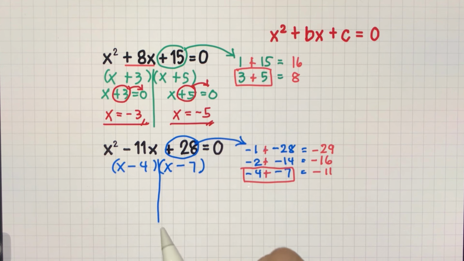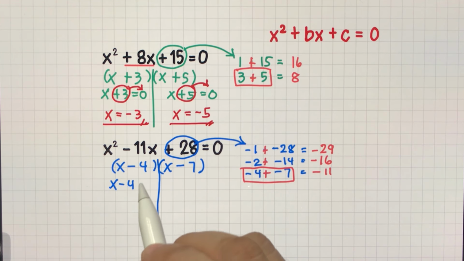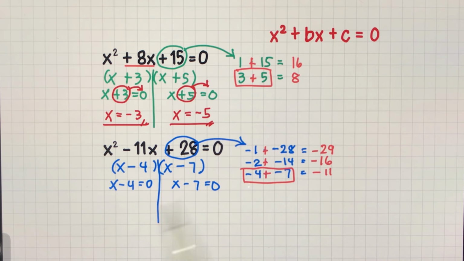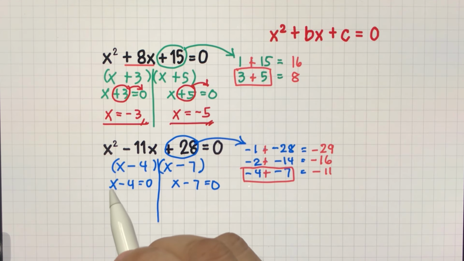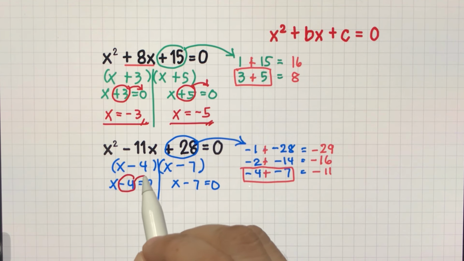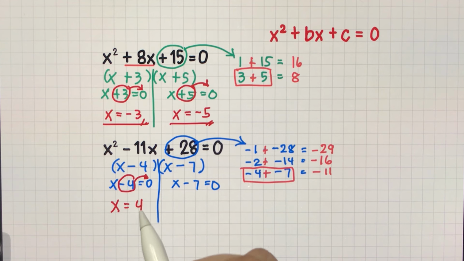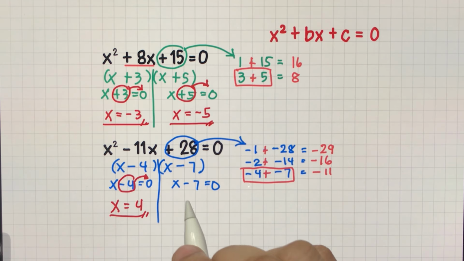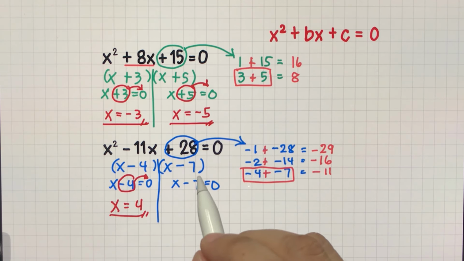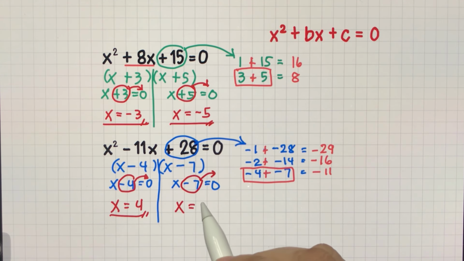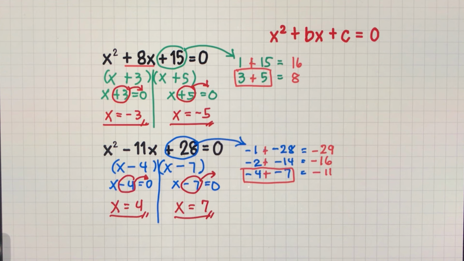Equate each factor to 0. X minus 4 equals 0. X minus 7 equals 0. For the value of x, or the roots of this quadratic equation, negative 4 will be transposed, and it will become positive 4 on the other side. And for x minus 7, just transpose negative 7 to the other side. X will be equal to positive 7. So the roots are 4 and 7.